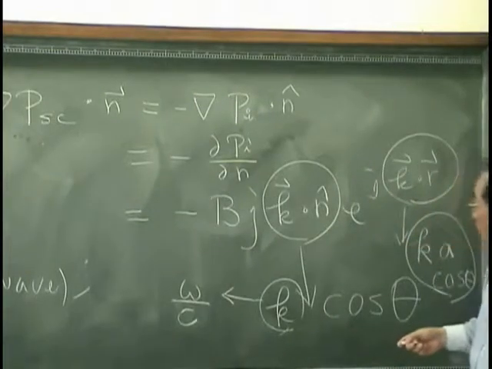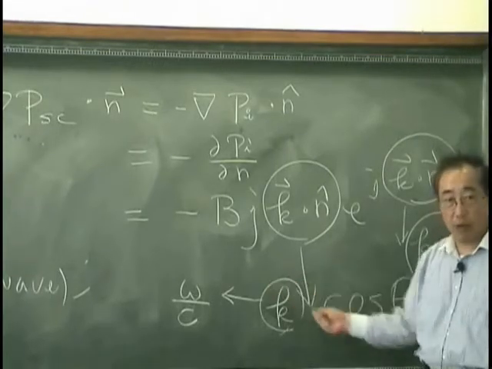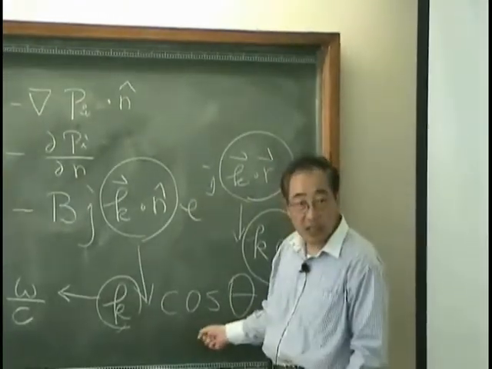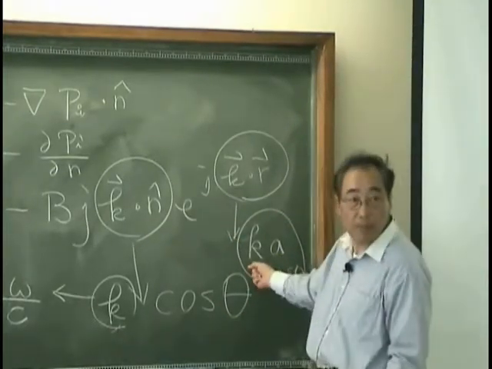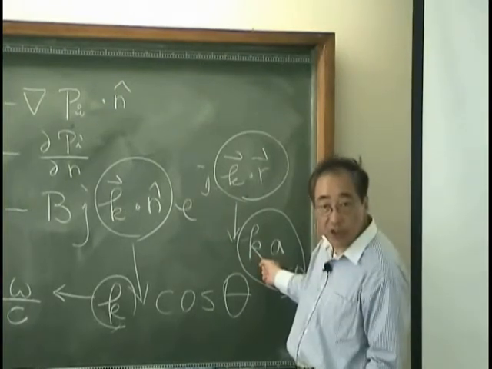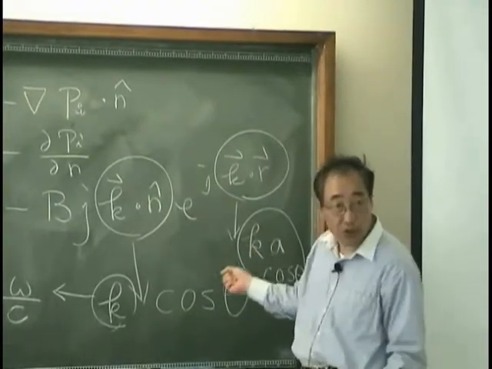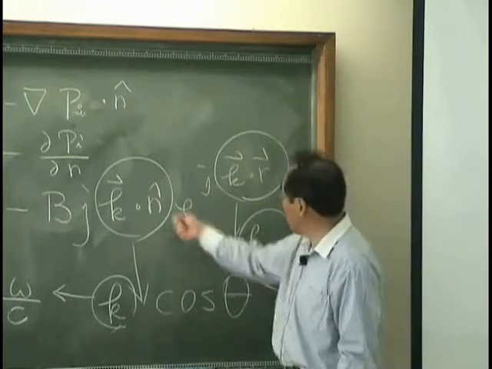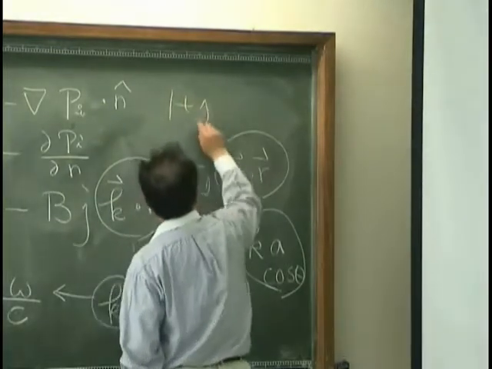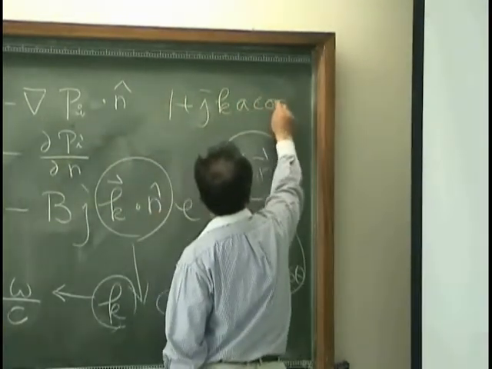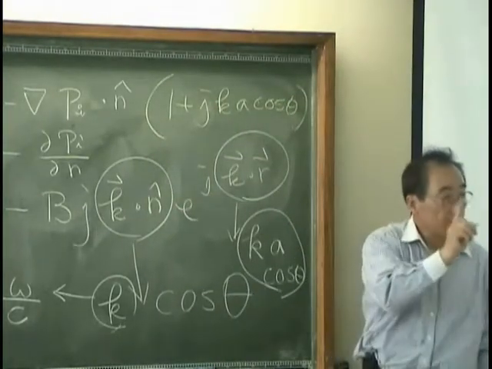Velocity has two terms. One is associated with omega over c and cosine theta, and the other one is associated with this term. And if ka is very small, meaning that the wavelength is large compared with the scatterer's size, then this exponential term can be approximated as 1 plus j ka cosine theta. Right? Okay, this is the highlight.